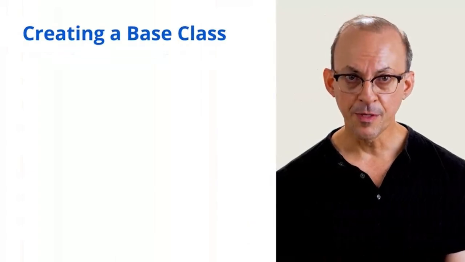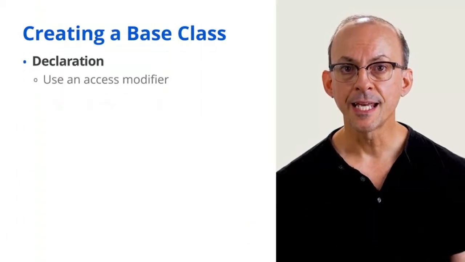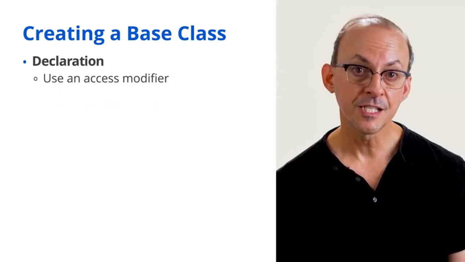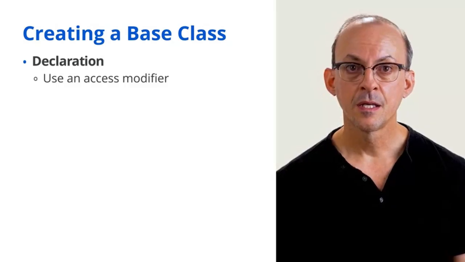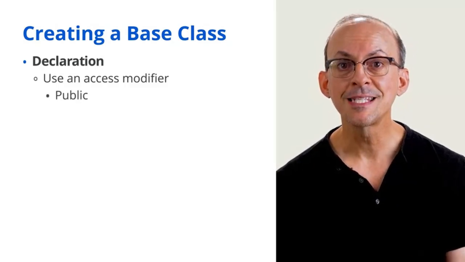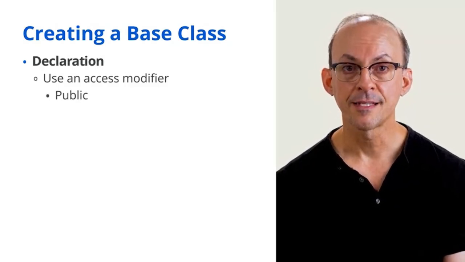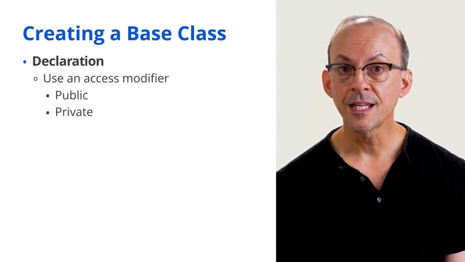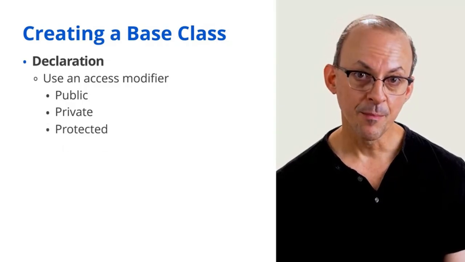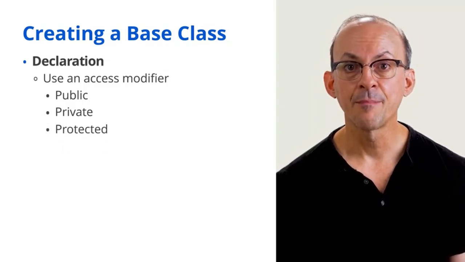To begin, C# developers define a base class by using an access modifier. These keywords determine whether other parts of the code can access the class. Declaring a class as public means its members are accessible from any other class. Private class members are only accessible within the class itself, and protected members are accessible within the class and by derived classes.